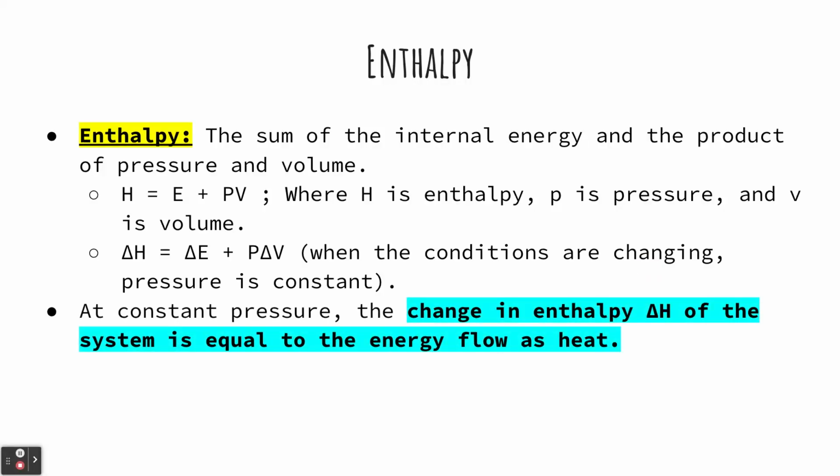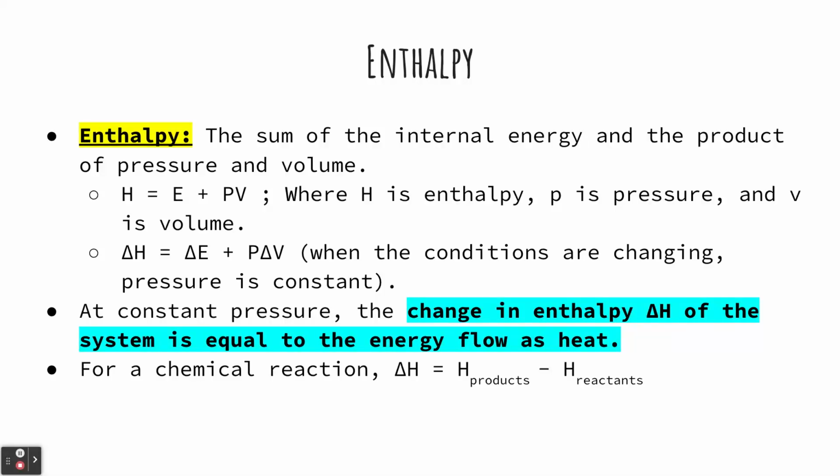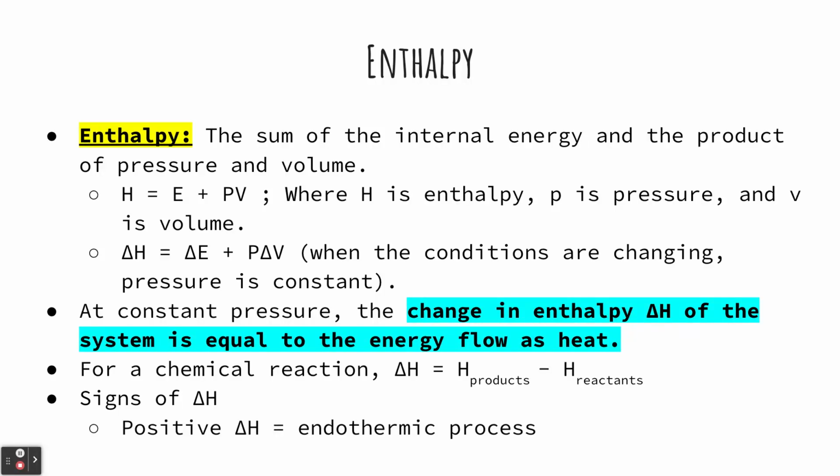We're more interested in terms of the enthalpy change of the system being equal to the energy flow as heat. So we're really concerned with this second bullet here, specifically what's highlighted in blue, because many of the problems that we're going to be referring to are at constant pressure. Okay, so for a chemical reaction, delta H is the enthalpy of the products minus the enthalpy of the reactants. Signs of delta H: if it's positive, you have an endothermic process. If it's negative, you have an exothermic process. Pretty simple there.